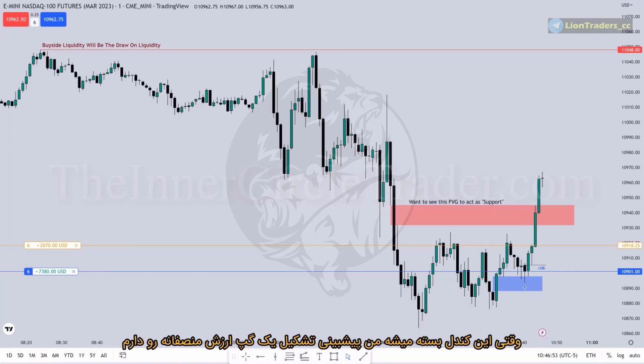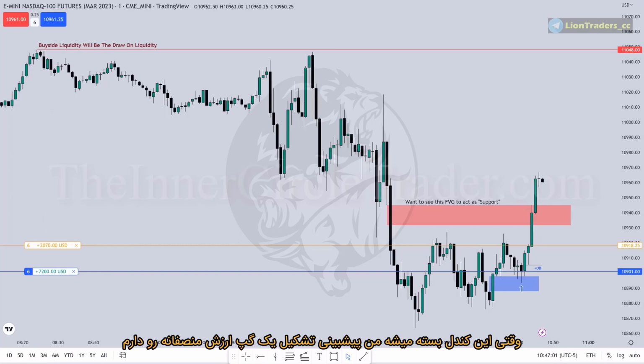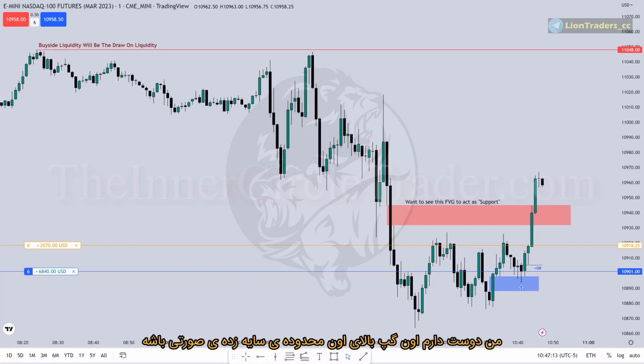When this candle closes, I'm anticipating a fair value gap to form. There you go. So now I have a gap there. So I like that gap being there above the shaded area that's pink. So I don't believe that that's going to have to be traded back down through. So that pink area becomes an area of a balanced price range.